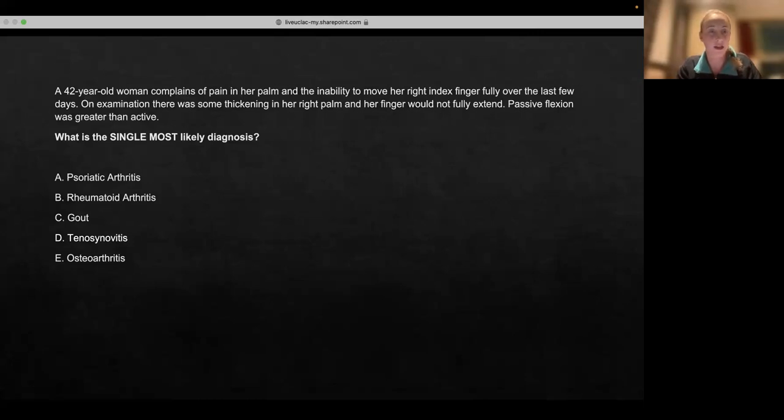Any answers in the chat? Yeah, okay, so the answer is D. This is tenosynovitis, which is inflammation of the tendons in the sheath. The symptoms are pain, swelling, and difficulty moving the joint. It can result from an infection, but usually it's secondary to acute or chronic inflammation from something like diabetes, or overuse is very common.